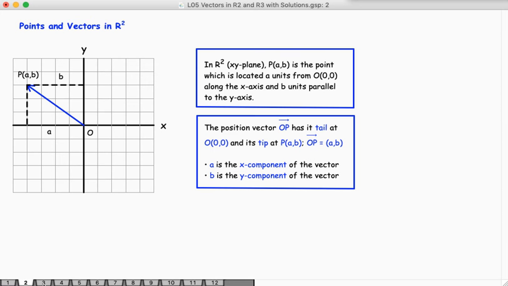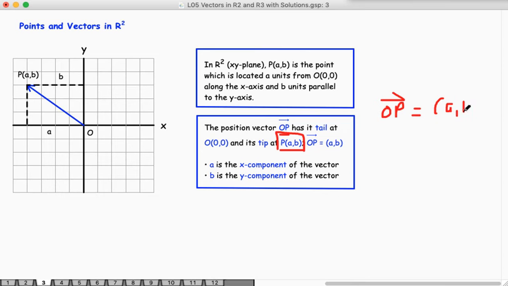And that's going to move us forward to the next slide. If we are in R2, which is the xy plane, then P, that's the point (a, b), is the point located a units from (0, 0) along the x-axis, and b units parallel to the y-axis. This position vector OP now, so we're now going to come with algebraic vectors OP. They always have their tail at the origin, and now their tips are going to be at the point (a, b). So OP, as I've noted down there, is going to be given this.